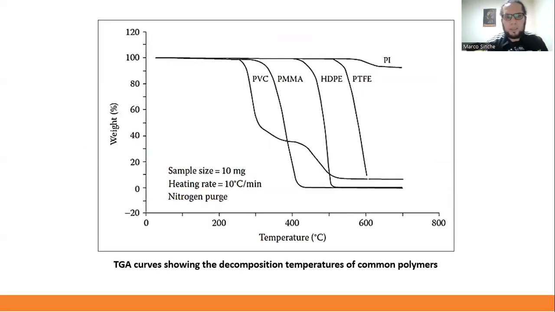This figure shows a typical TGA curve that shows the decomposition of different common polymers. One could learn that they have different temperatures in which the decomposition starts. For example, PBS is the one that has the lower temperature. Then we have, for example, polyethylene. Other conditions are specified in this graph, but one could see that in the x-axis, the temperature is shown, and in the y-axis, the percentage of weight loss is shown.